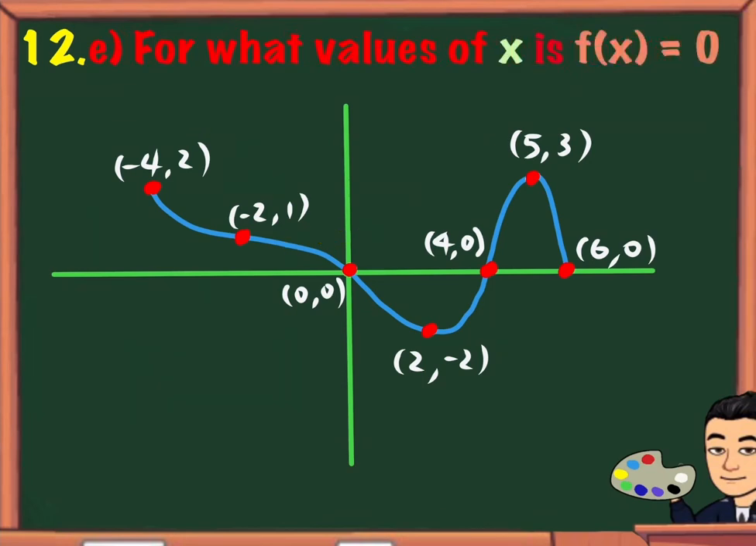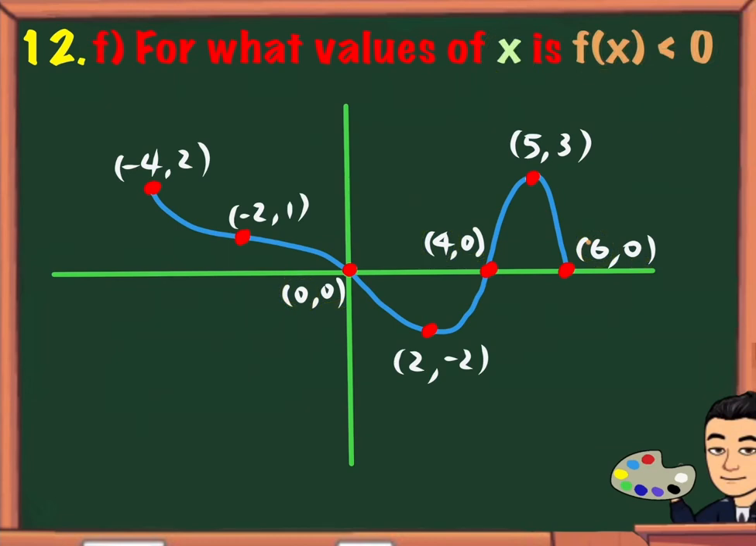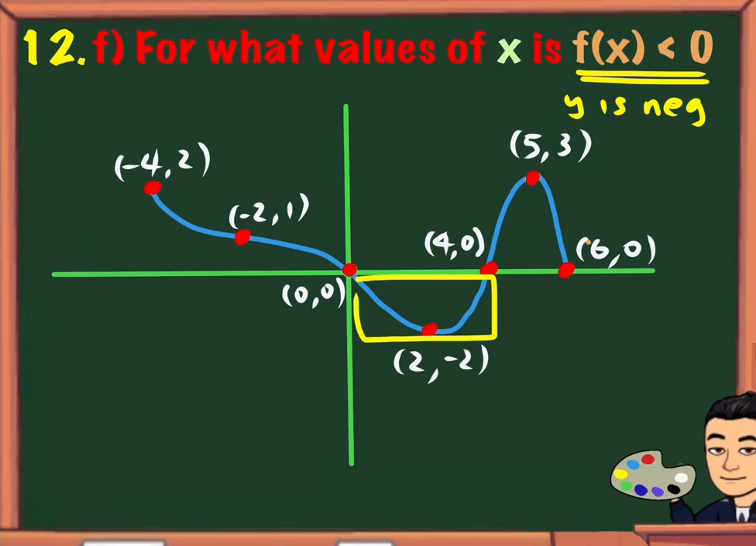For letter E, this is saying that when y equals 0, what does x equal? These are all the y coordinates equal to 0. So x equals 0, 4, and 6. Letter F, this is asking what is the interval of x when y is negative? This part is where y is below the x-axis and is negative. Use the inequality and say that 0 is less than x is less than positive 4.